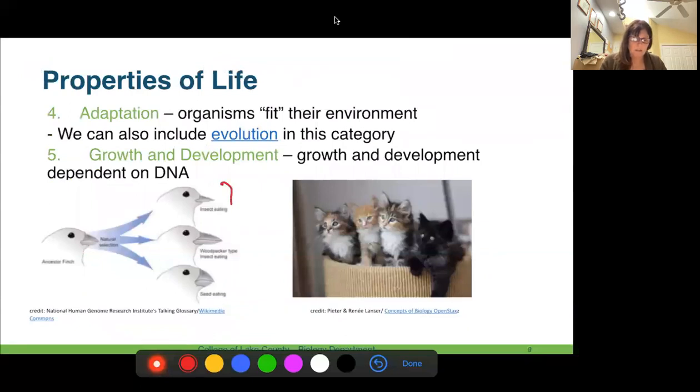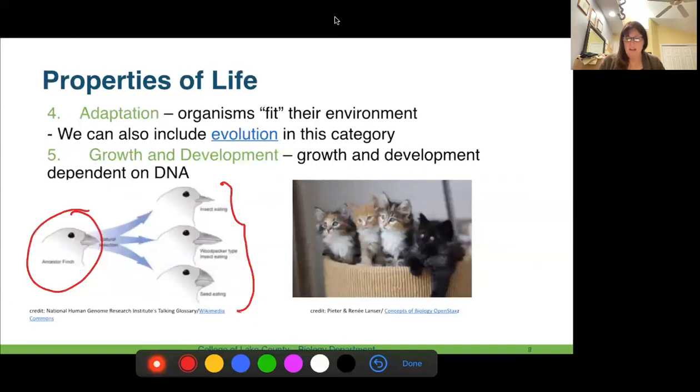Adaptation. We'll talk about Darwin's finches as they've come from an ancestor and how the beaks have been modified over time based on their diet. So we will talk about that particular process.